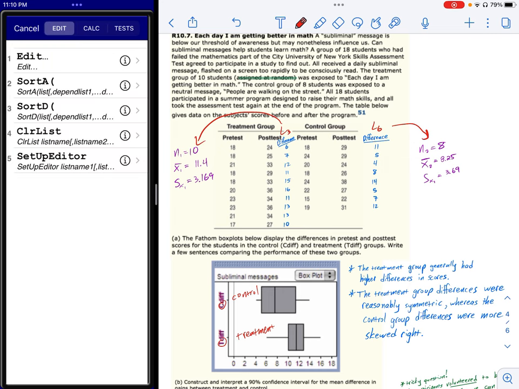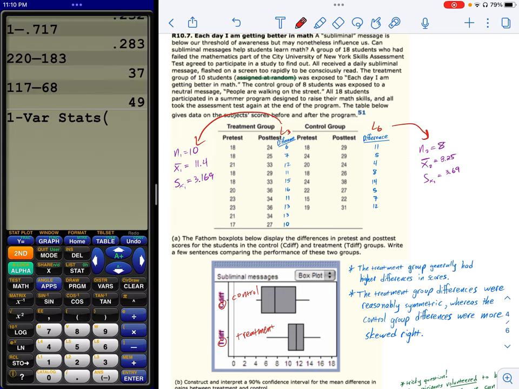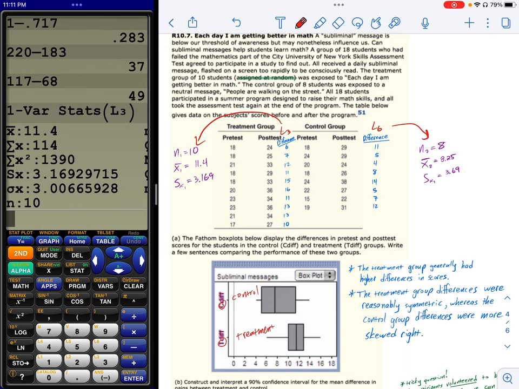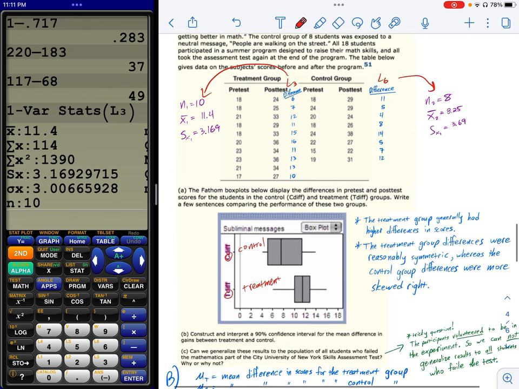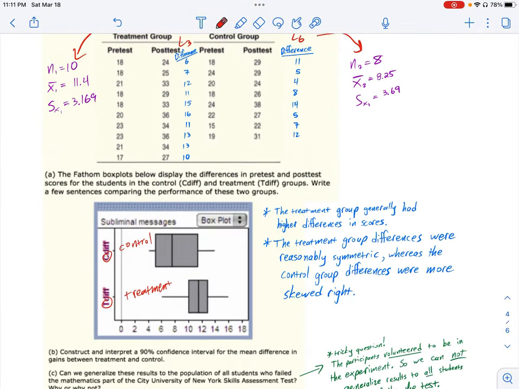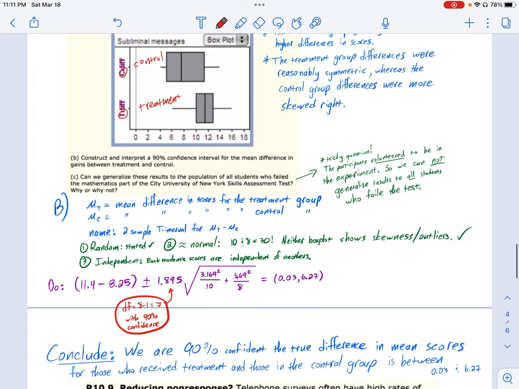So stat, calculate, one variable stats. Let's do list 3 first. You can see that it matches up. And it would also match up for list 6. Okay. So that's how I did this. And I took these numbers, folks, and I plugged them in down here.